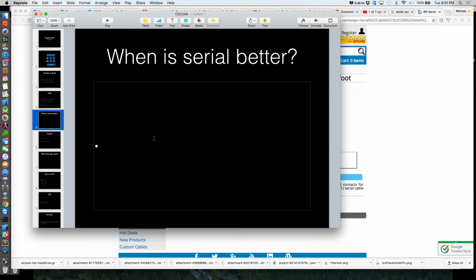The fact that we've decided that, you know what, we can actually do parallel faster doesn't necessarily answer when serial might still be better. I'll give you a hint. We use serial cables for modems. What's a modem?